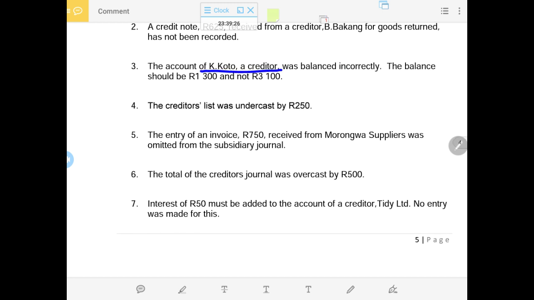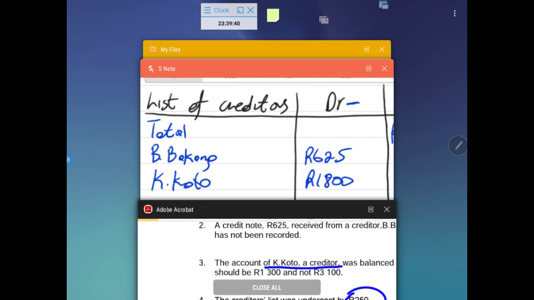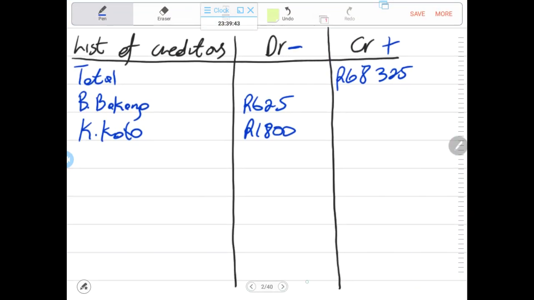So hence it does not affect our creditors control. Then it says creditors list was undercasted. Now they are very specific. Creditors list was undercasted by how much? By 250. So now we just need to go to our creditors list where we are correcting the total. Now this is correction of total.